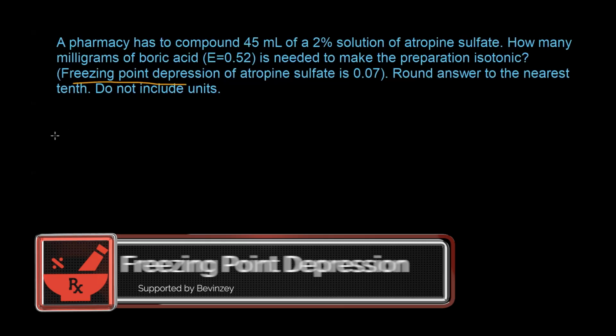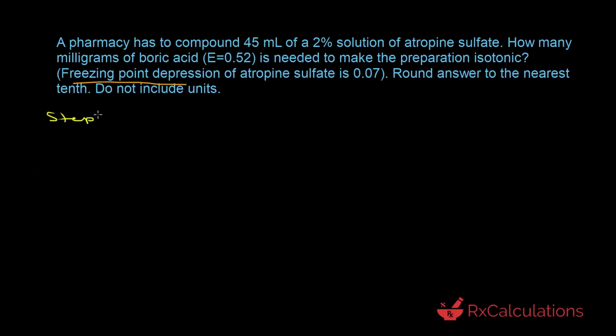So what you're going to do is start with the first step, and in that step, you want to first determine what exactly is the freezing point depression of this particular preparation. And notice that these values that are given are normally for a 1% solution. So here, we have a 2% solution. So we're going to take that value, which is 0.07, and multiply that by 2, and that's going to give us 0.14. So this 0.14 is where this preparation's freezing point depression is at the moment, right?